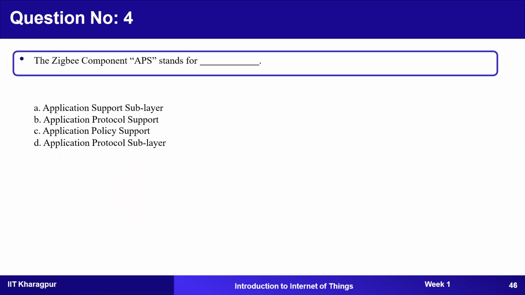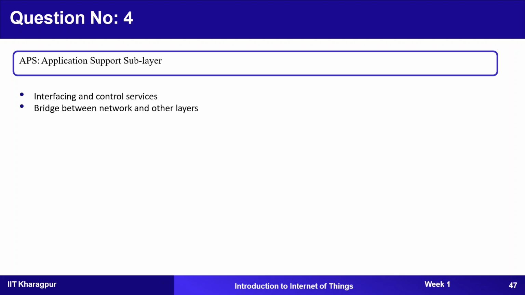Next question is, the ZigBee component APS stands for? Options are application support supplier, application protocol support, application policy support, application protocol supplier. Application support supplier. Right. And this is responsible for interfacing and controlling the services and further bridging the network and other layer. So this component is responsible for these 2 functionalities.